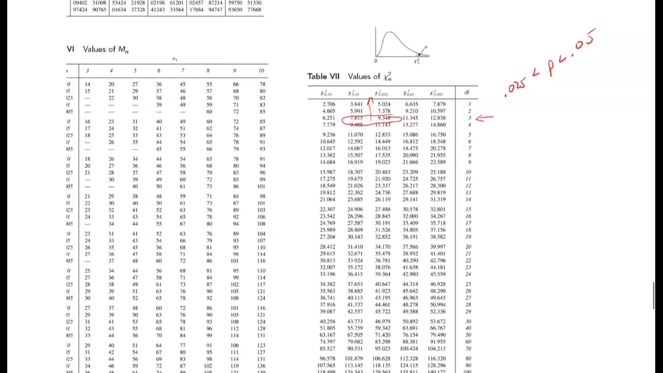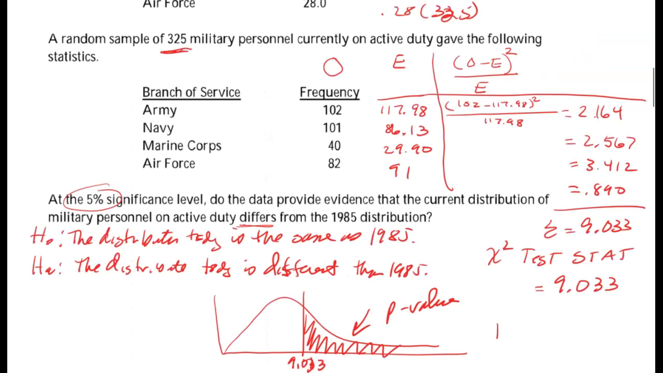So that's how you're going to report your p-value. Remember, it falls between at 3. 9.033 would be right about here. So that means the area is between the 0.05 and 0.025. Take the smaller one first. So your p-value is definitely greater than 0.025, but it is smaller than 0.05. What is our alpha? Alpha equals 0.05.